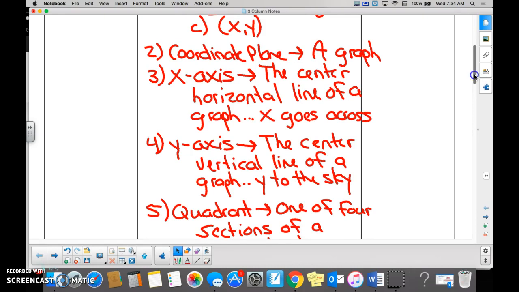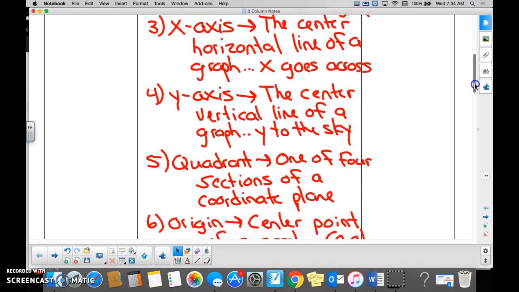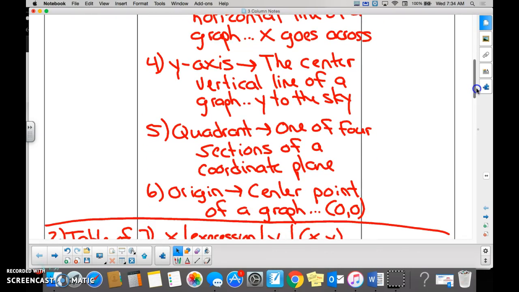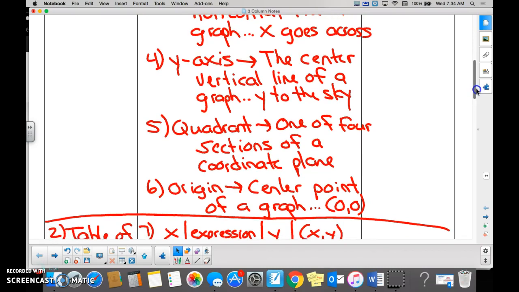Last two terms would be quadrant, one of four sections of a coordinate plane. Again, if you look up, the quadrants are clearly marked in our classroom. And then the origin would be the center point of a graph. It is given the value 0, 0 as far as the coordinates are concerned. Again, looking up, it would be the Wi-Fi box in our classroom that is clearly labeled the origin.